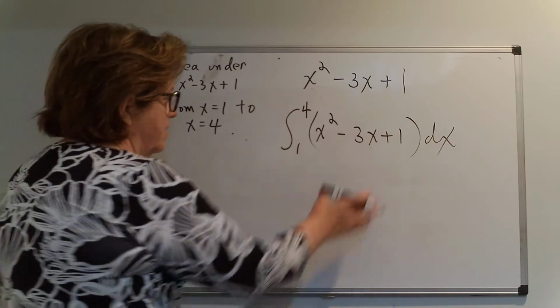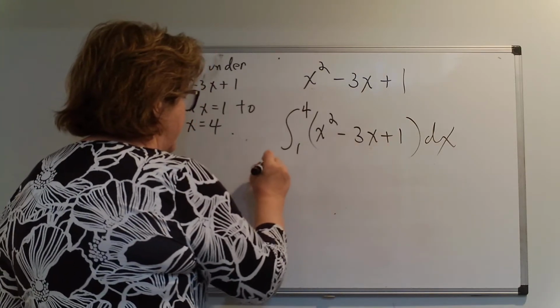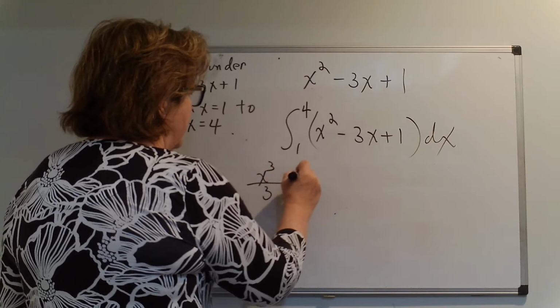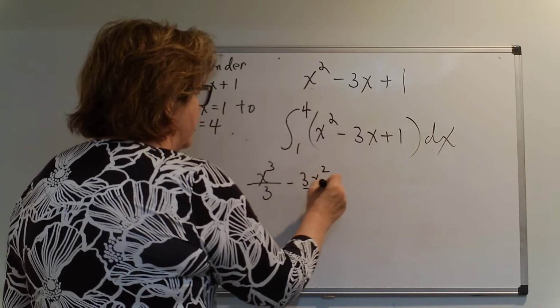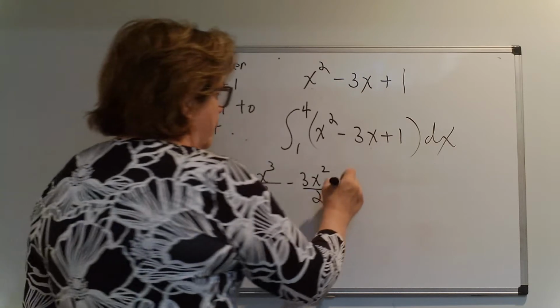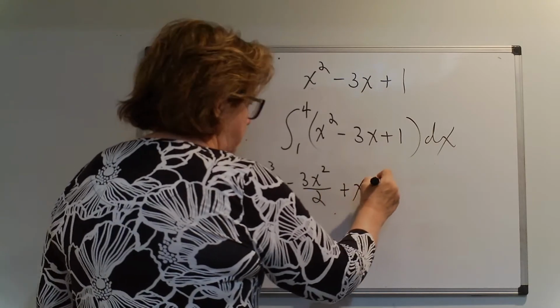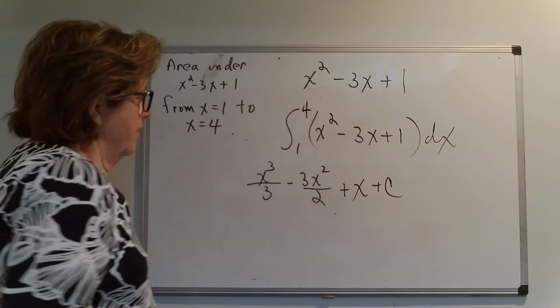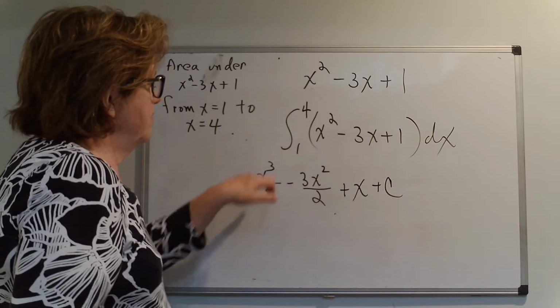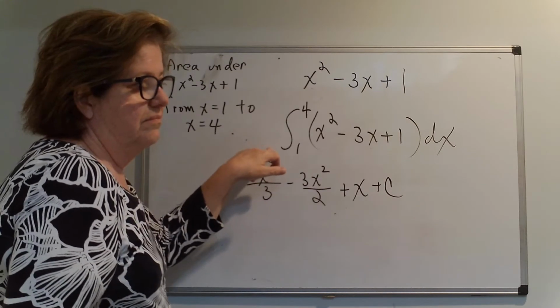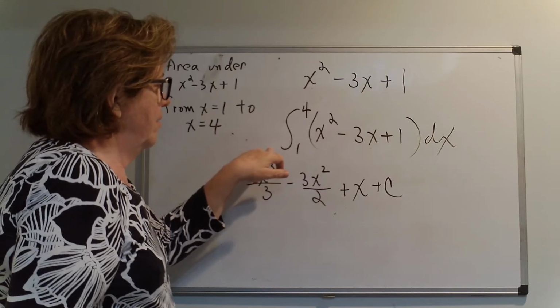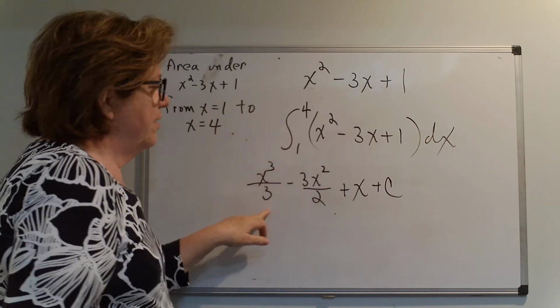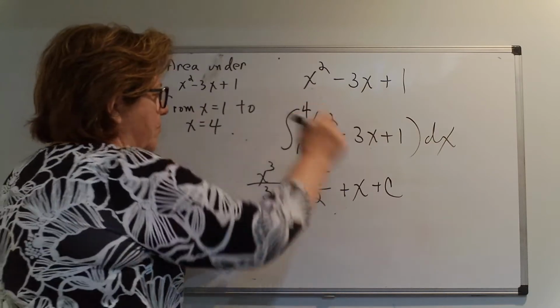Okay, so how do I do that? I get the antiderivative of this, which is going to be x cubed over 3 minus 3x squared over 2 plus x plus some constant. Let's keep the constant. And so this is the antiderivative of that. And we're going to evaluate this at the endpoints.